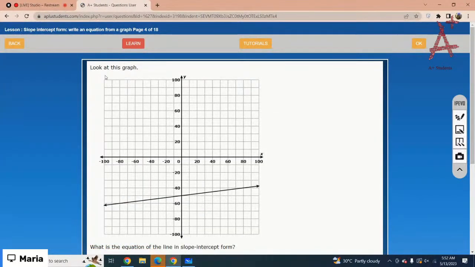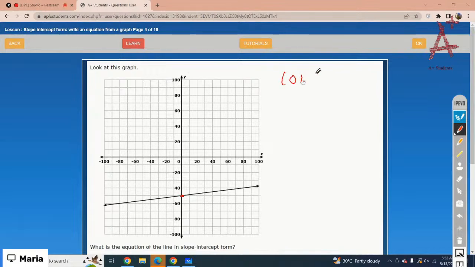Okay, the next one is, look at this graph. What is the equation of the line in slope intercept form? You have to calculate the slope intercept form. So for the slope intercept form, you need to find two things, the slope and the intercept. Got it? So let's just look at the y-intercept. The y-intercept of the equation is -50. That is the y-intercept. It would be (0, -50). And then you can use any other point and calculate the slope. Let's just select this point. It would be (80, -40).